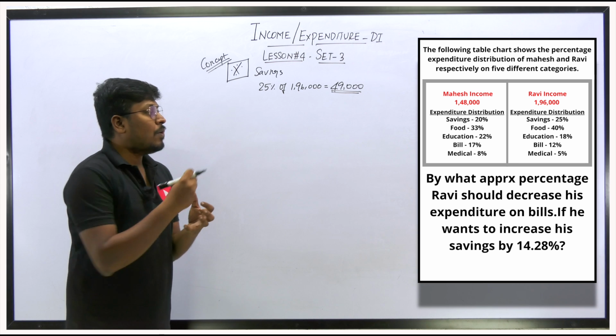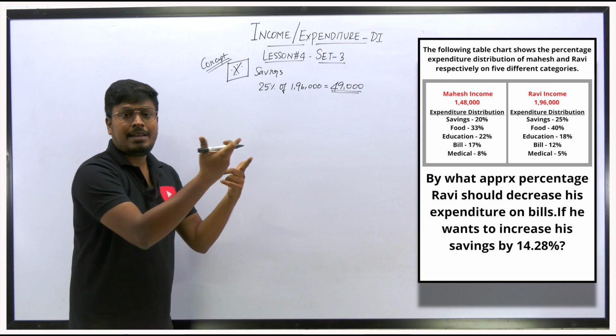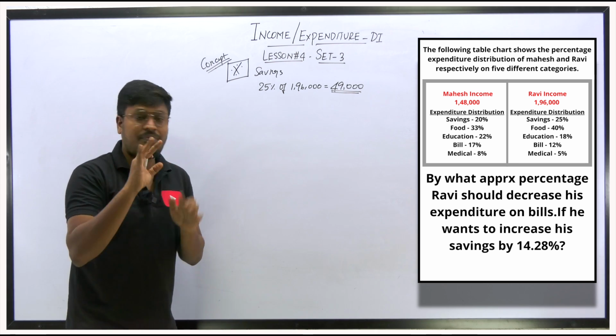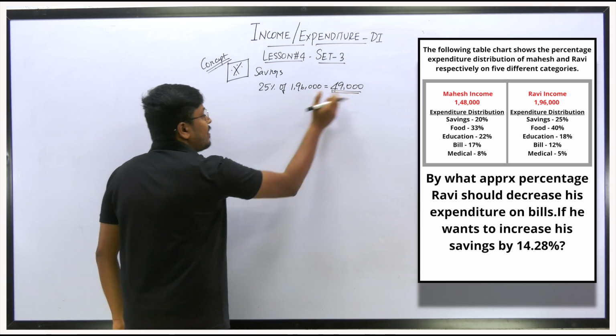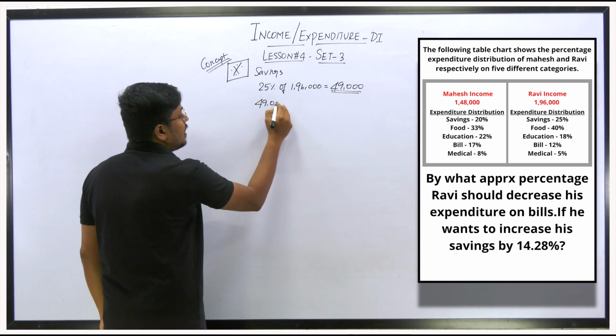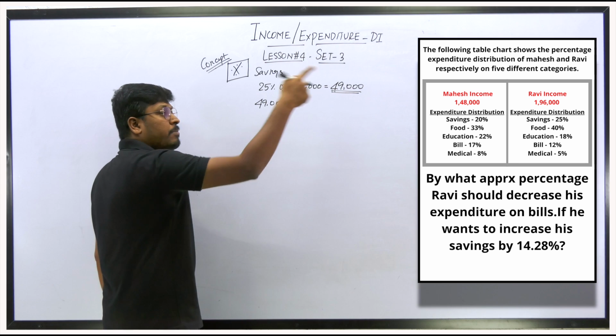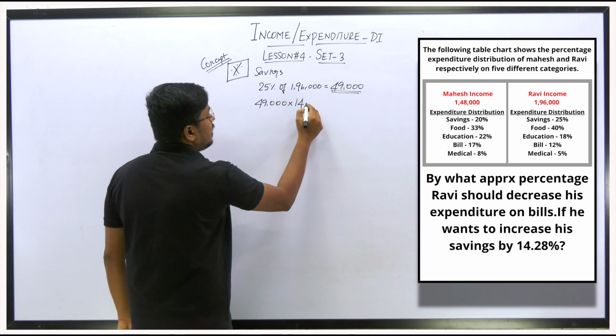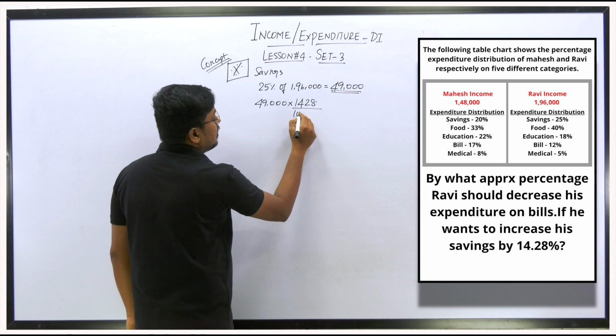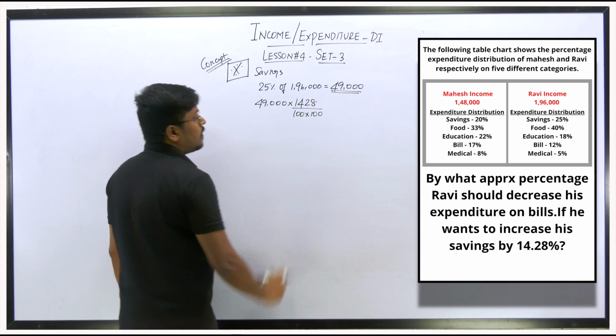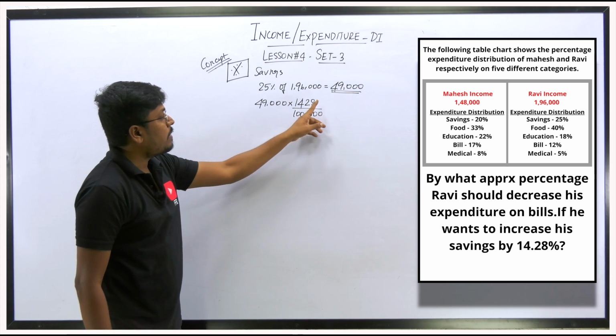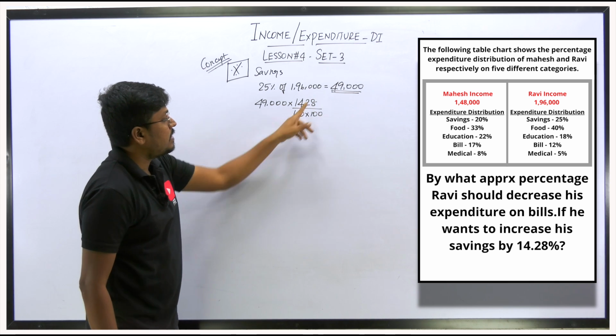So now how much percentage is the savings to be increased? 14.28%. What we can do is, from the savings amount, that is 49,000, we can find what is 14.28%. So 14.28% can be written as 1/7, that is 100 by 700. Understood or not, right? Because we know 14.28%. So in order to remove the percentage, divide by 100.